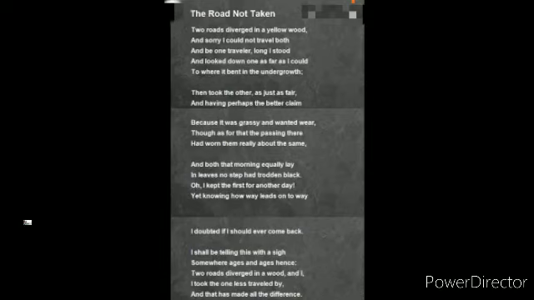Again, the poet is saying, I shall be telling this with a sigh. It means after a long time. See, in the next line it is written, somewhere ages and ages hence. It means after a long time, I shall be telling this with a sigh, with a deep breath, that two roads diverged in a wood, that I had two options in my life, and I took the less traveled one. So I hope that you all will like this poem.